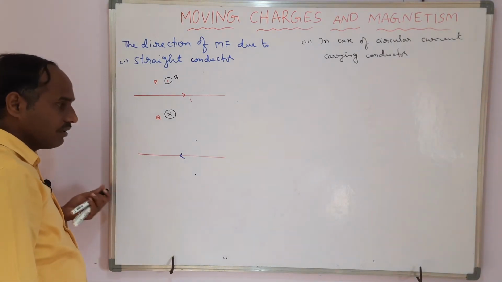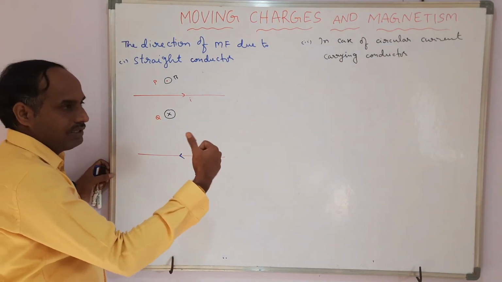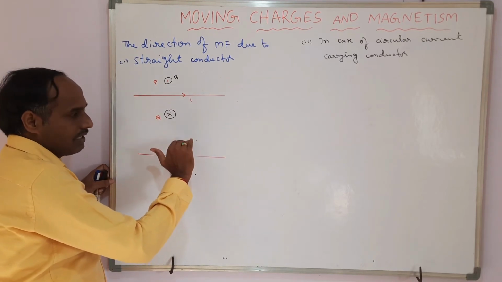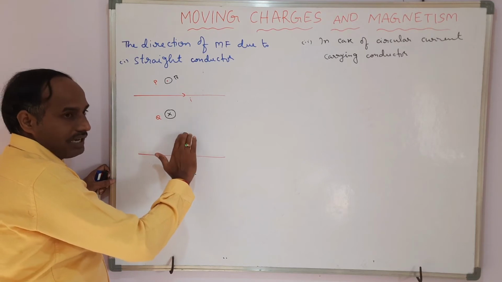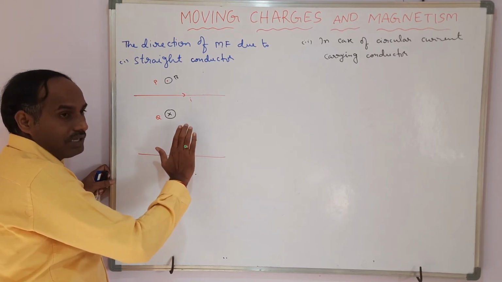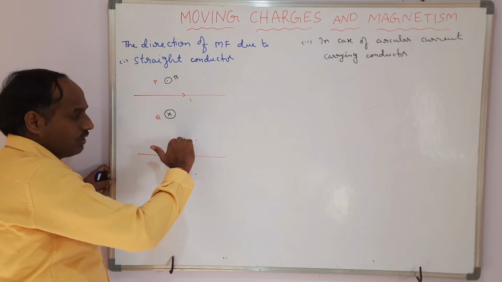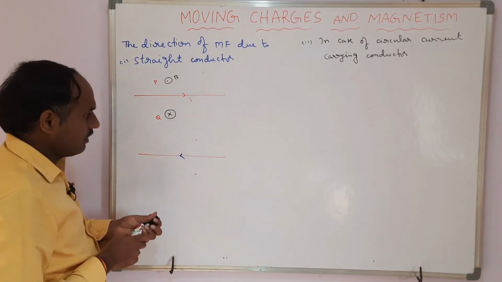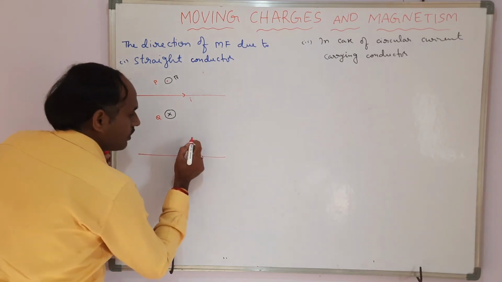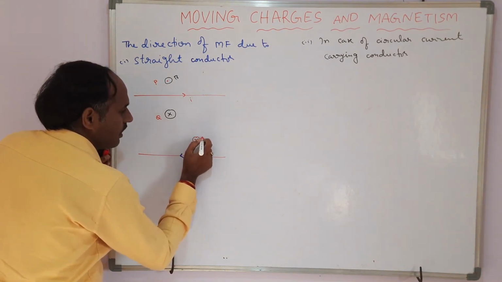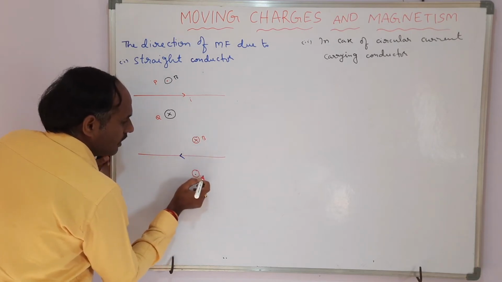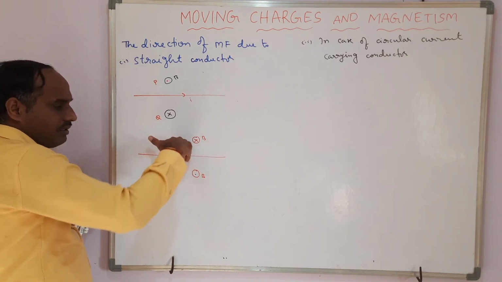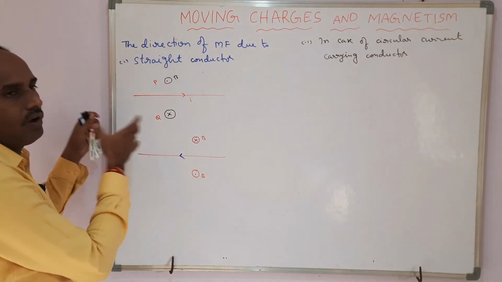Now I am stretching the thumb towards the left, so that above the conductor the tip of my fingers goes inside, which means here the direction of the generated magnetic field is into the plane of the board, and below the conductor my fingers come out. So above the conductor the field is inward, and below it is outward. These two conductors are in the horizontal direction.